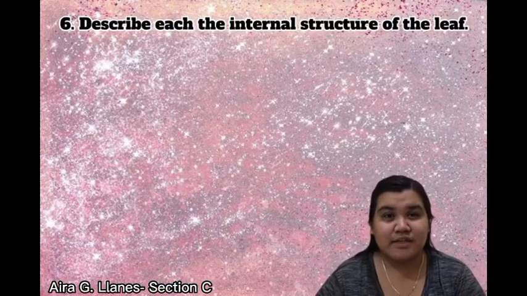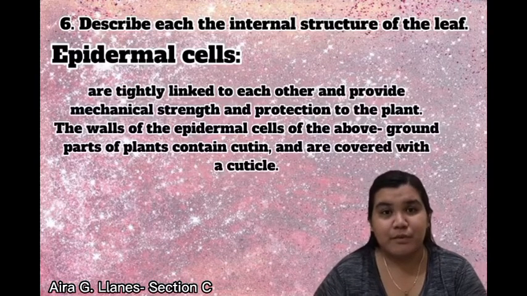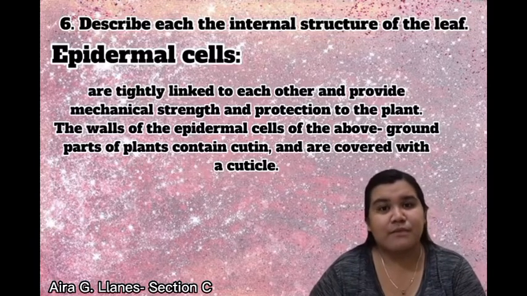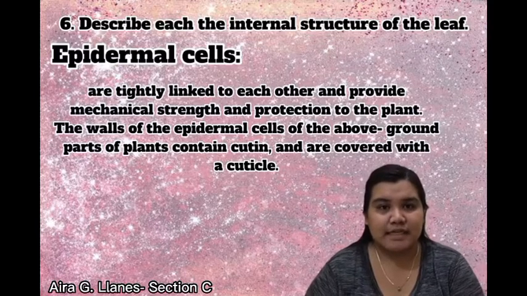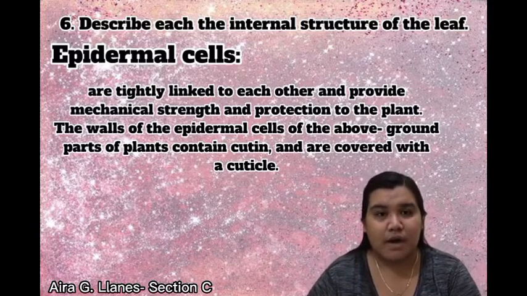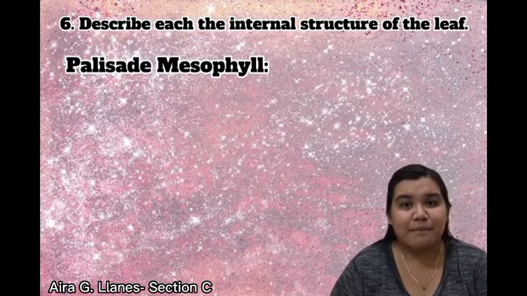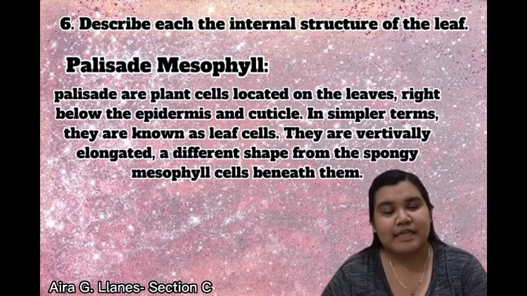Number 6 question, describe each the internal structure of the leaf. So first, epidermal cells are tightly linked to each other and provide mechanical strength and protection to the plant. The walls of the epidermal cells of the above ground parts of plants contain chitin and are covered with a white cuticle. Palisade mesophyll are plant cells located in the leaves right below the epidermis and cuticle.